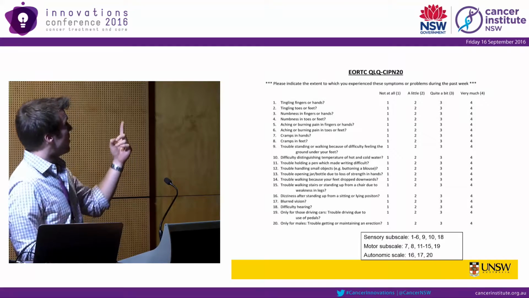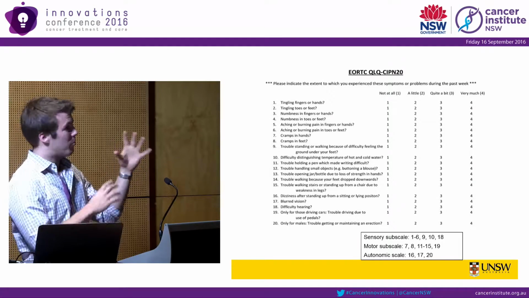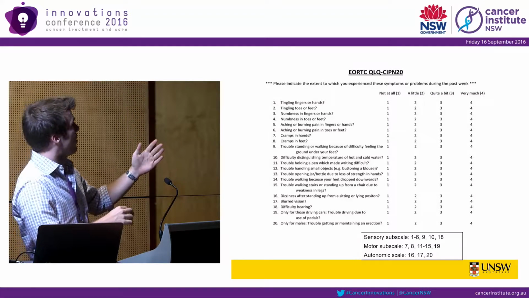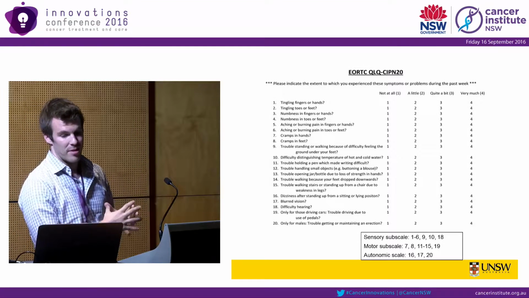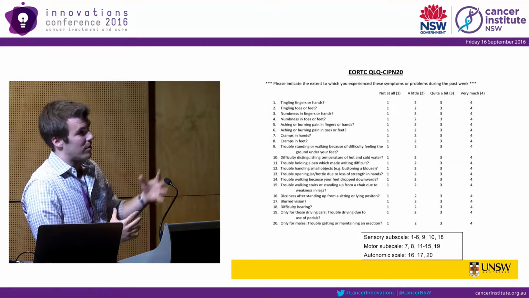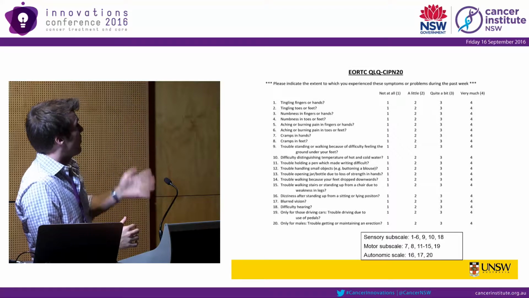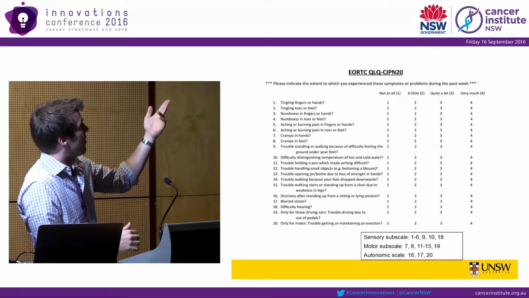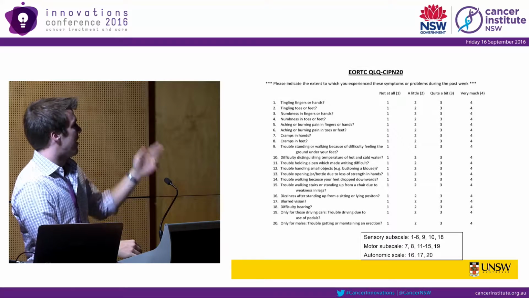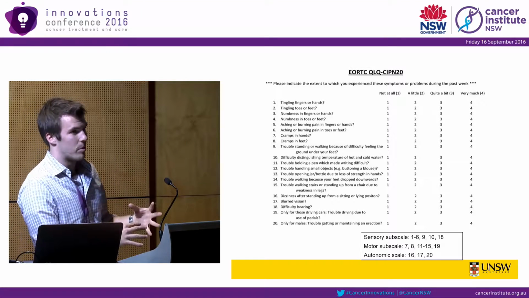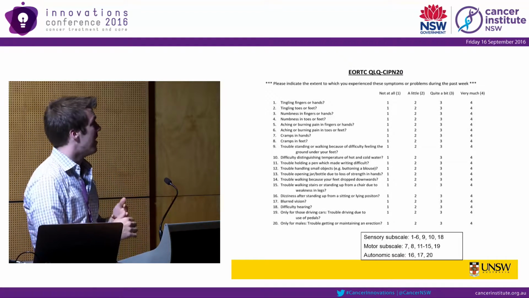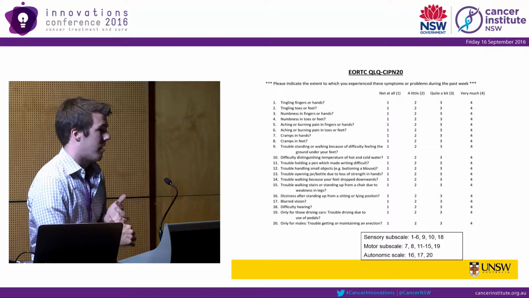This is the CIPN-20 questionnaire. Just briefly, it's a 20-question patient-reported outcome questionnaire in which patients are asked to indicate the extent to which they experience the following symptoms over the past week, on a scale of 1, not at all, to 4, very much. This scale can be broken down for analysis purposes into a sensory subscale, a motor subscale, and an autonomic subscale.